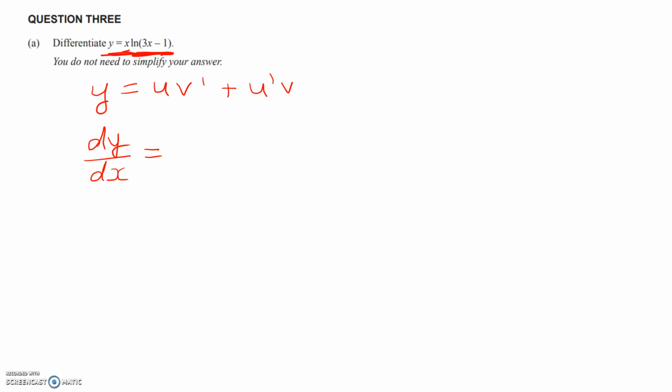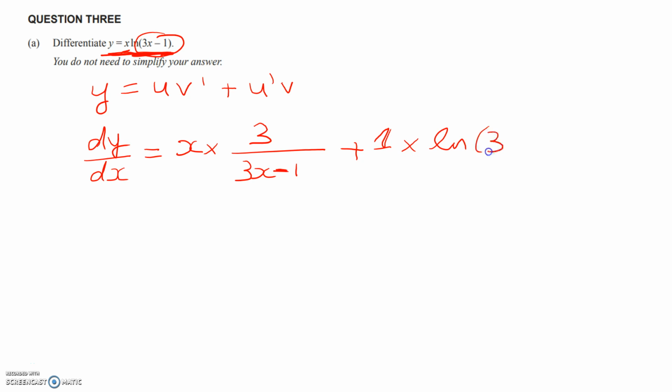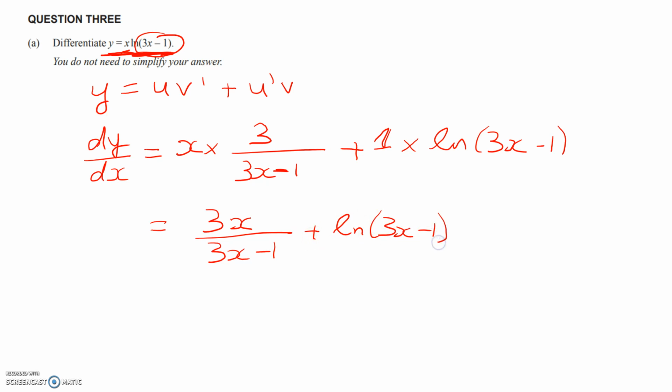So dy by dx is going to be the first function, x, times the derivative of the second. So the natural log differentiates to 1 over the thing. So it's 1 over 3x minus 1 times the derivative of the inside function, which is 3. So that's using the chain rule, right? Plus the next one is going to be the derivative of the first, which is 1, times the natural log of 3x minus 1. Now you don't have to simplify your answer, but I can't stand leaving it like that. So we'll clean it up. We get 3x over 3x minus 1 plus the natural log of 3x minus 1.